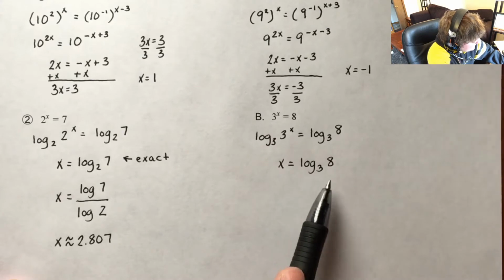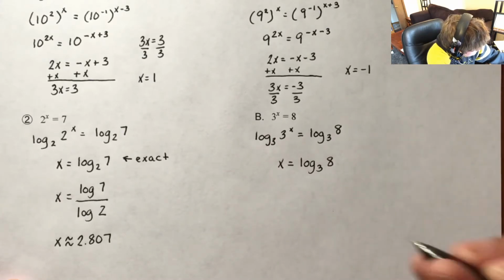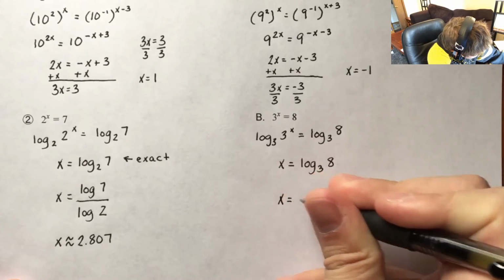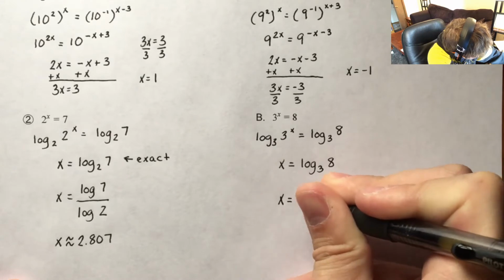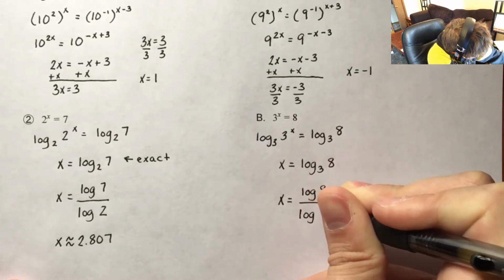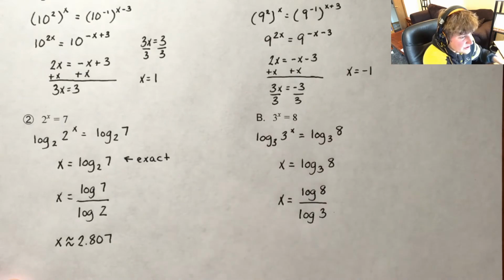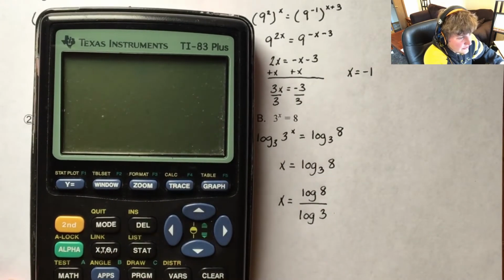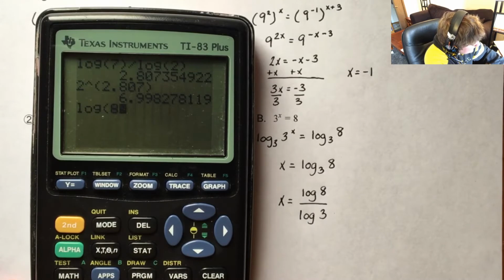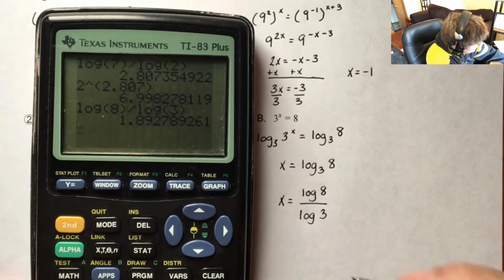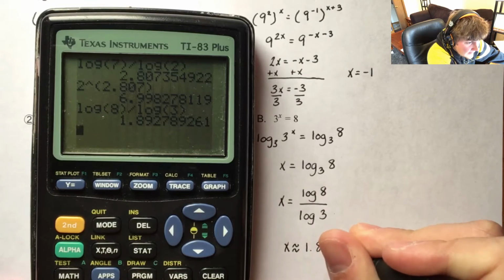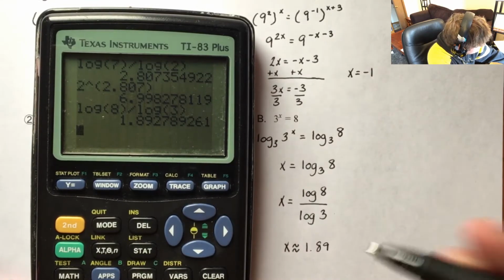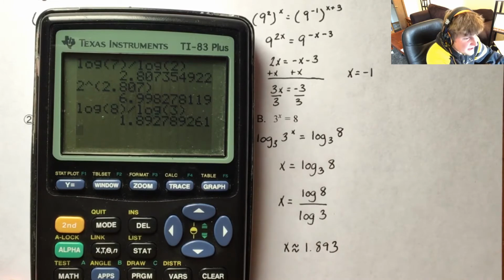Okay, so we're going to have to use the change of base formula to be able to get the proper decimal approximation. So we're going to take x is equal to the log base 10 of 8 divided by log base 10 of 3. Let's go ahead and use the calculator to find that. I'm going to take log base 10 of 8 and divide it by log base 10 of 3. And I'm going to get that x is approximately 1.893, because the 7 would round that 2 up to a 3. So that's my decimal approximation.